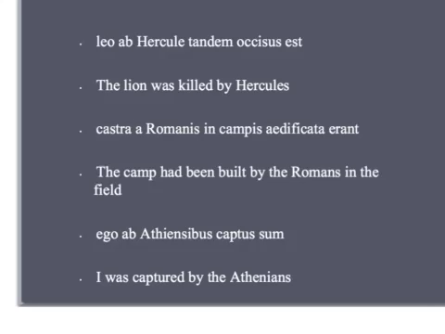Third one. Ego ab Atheniensibus captus sum. Ego, I, captus sum, was captured by the Athenians. Obviously, passives are very often followed by the instrument of their passivity, if you will, by ab plus an ablative. And here it's I was captured by the Athenians. Notice again, captus sum, present tense of the verb to be. If it was ego captus eram, then it would be the pluperfect passive, I had been captured. Here it's first person singular, perfect passive.